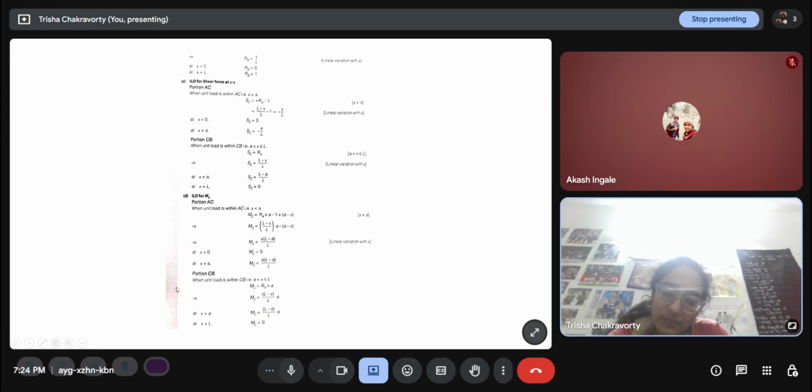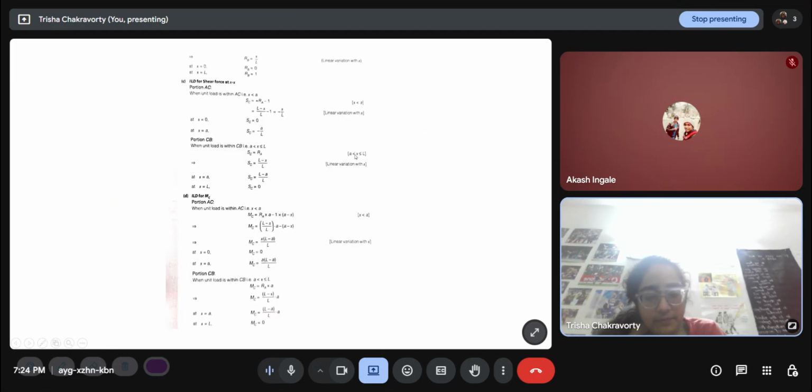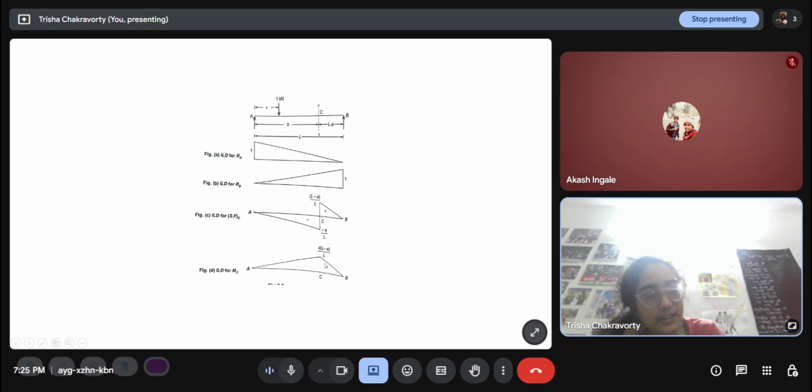And in portion CB, when the unit load is within CB, that is a less than x less than or equal to L, MC is again, the 1 kilonewton has moved to that side. So when I'm coming from the left side, I only encounter RA. So RA into a. That's simple. And you will see that when we put x equal to a, we again get the same value which we had here. So the ILD for the bending moment is a continuous diagram.